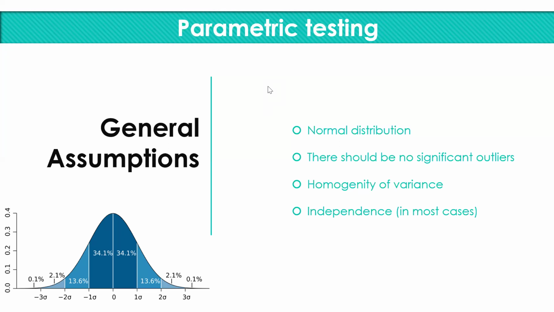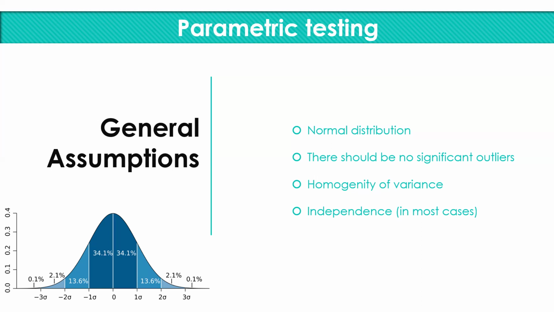Okay, so now we are going to look at the hypothesis of parametric testing, and we are going to look at the general assumptions. The general assumptions in terms of parametric testing are, one, there should be normal distribution of the data. There should be no significant outliers. And there is homogeneity of variance, and then independence.